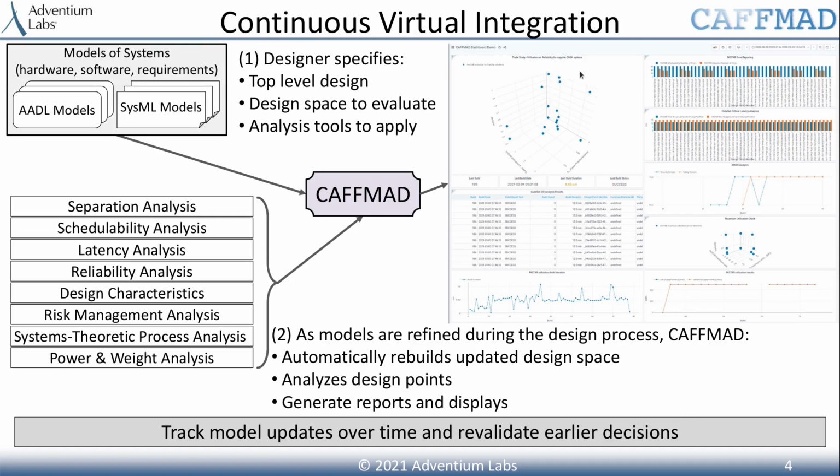When performing virtual integration, we can analyze multiple aspects of a model. We can also wrap these models and tools in our continuous virtual integration. This allows us to automatically reanalyze models as soon as we check updates into a model repository. So as the system is refined, you get immediate feedback on whether what you are doing still satisfies the system level requirements, such as separation between units of different criticality.